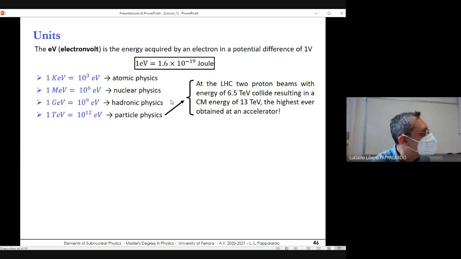If you want to study more energetic phenomena nowadays, you cannot do them in accelerators. You have to look at cosmic rays.